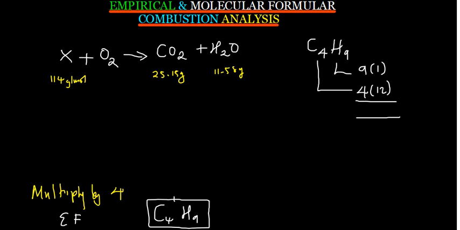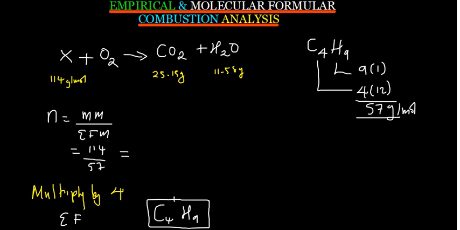So let's find the empirical formula mass. You get the empirical formula, you find its molecular mass. That's what we call empirical formula mass. 4 times 12 is 48 plus 9, that is 57 grams per mole. The value of n is given by the molar mass divided by the empirical formula mass. The molar mass is 114, empirical formula mass is 57.